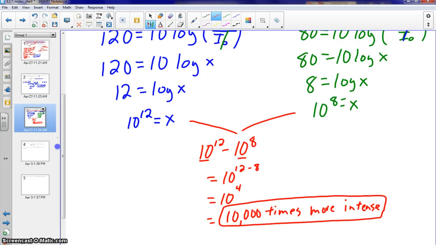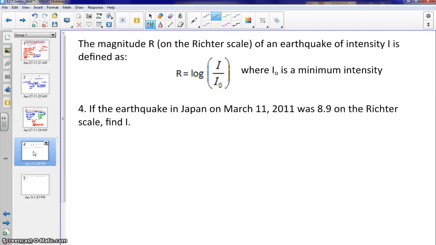Moving on to our fourth example, which deals with the Richter scale. The magnitude R, which is on the Richter scale, of an earthquake of intensity I is defined as R equals log of the quantity I over I sub O, where again I sub O is our minimum intensity, which was used for comparison. So looking at number 4 here, if the earthquake in Japan on March 11, 2011 was 8.9 on the Richter scale, we would like to find I, the intensity.